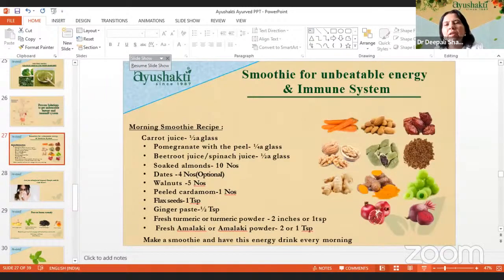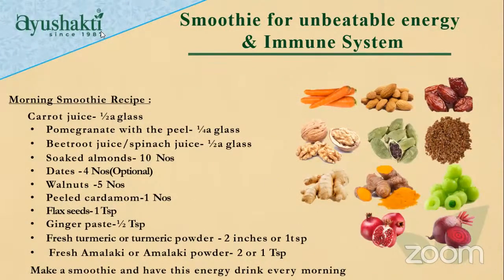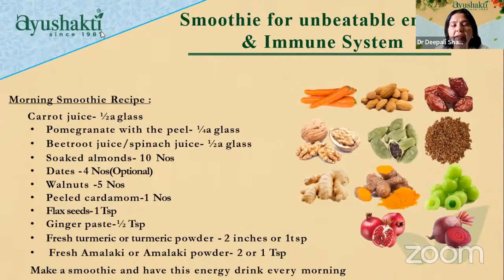This is the smoothie that you can make and take daily in the morning. This is carrot juice, half a glass. Pomegranate with peel. It is important to take it with the peel, because peel has a lot of ingredients and composition which actually increase your immunity. So pomegranate with peel, quarter glass. Beetroot juice or spinach juice, whatever is available with you, half a glass. Soaked almond 10, dates 4 soaked. It is optional. Who are diabetic, please avoid the dates.